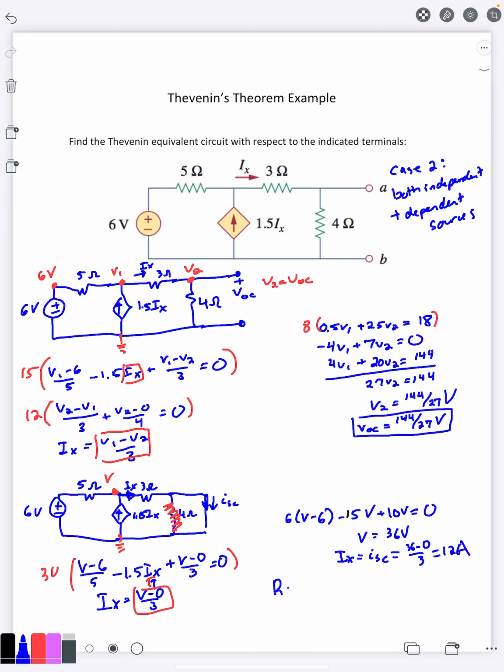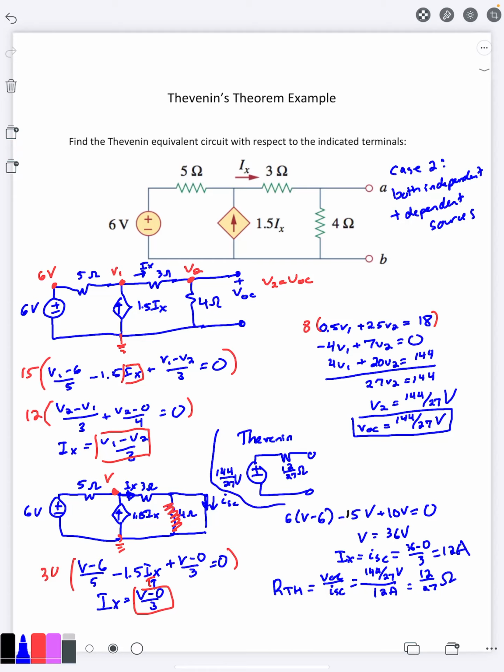Now once we have our VOC over our ISC, we can calculate our Thevenin here. That's going to be 144 over 27 volts over 12 amps. And that's going to be 12 over 27 ohms, which makes our final Thevenin circuit a voltage source with 144 over 27 volts and a resistor that is 12 over 27 ohms. And that is the answer we're looking for.